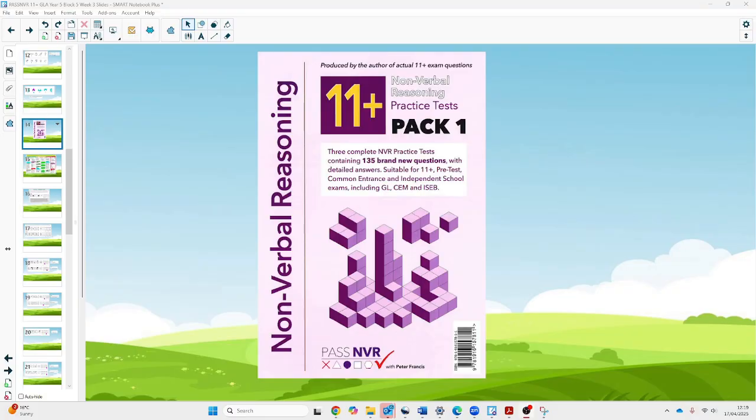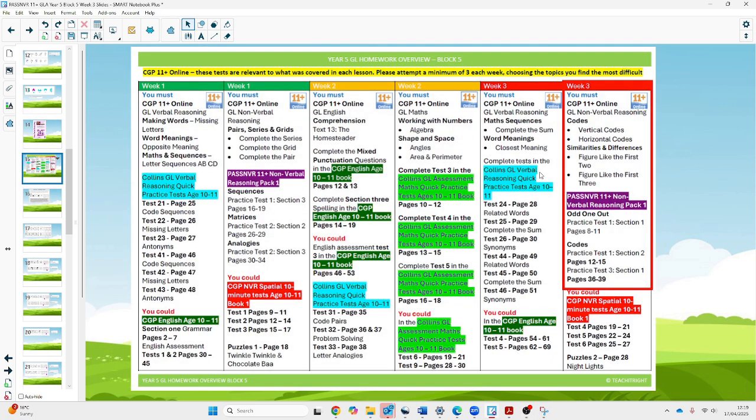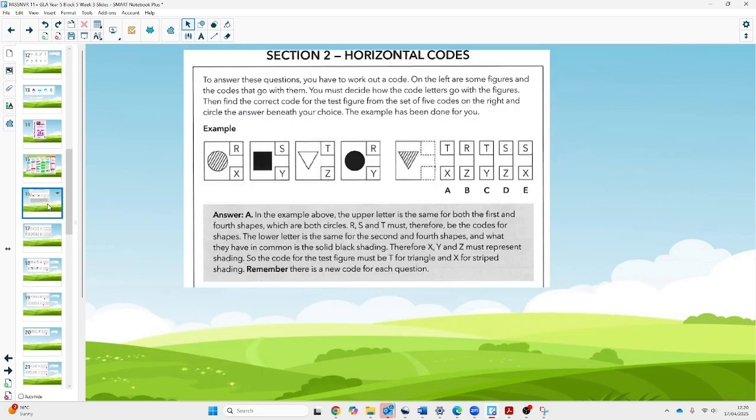Moving on now to the next section, still within the same pack, the Pass NVR by Peter Francis, the non-verbal reasoning pack 1. Just a reminder of the task that we're going to look at next. We've obviously just looked at the odd ones out. We're now going to focus on the codes from practice test 1 section 2, pages 12 to 15. Then we're going to look at practice test 3 section 1, pages 36 to 39. So obviously quite a few questions in these sections, so we're going to go straight into it and start talking about the approaches and how we do these questions.